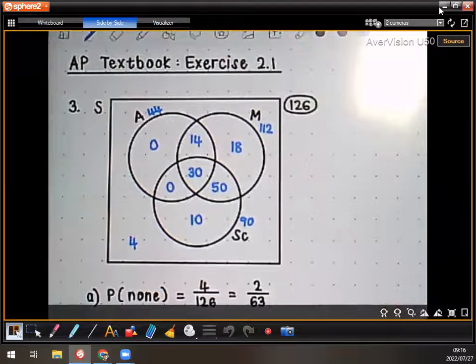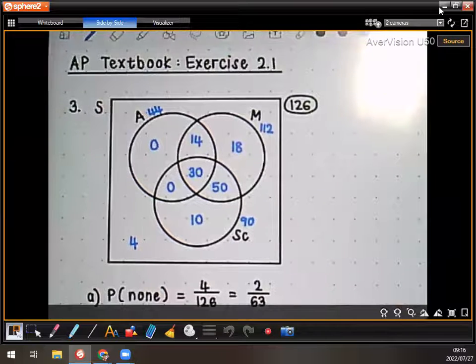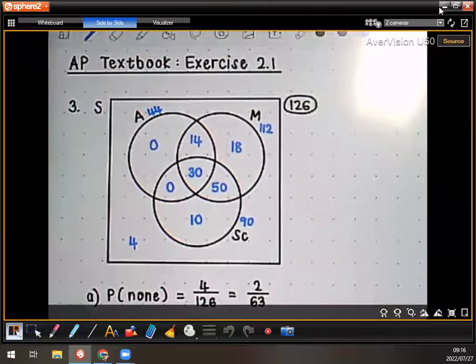Guys, again, I just used an SC for science because the S is supposed to be the sample space on the outside. Okay. Now, the next thing that they said is all pupils who do add maths also do maths. Now, that actually allowed me to fill in 2 zeros, because if they say all pupils who do add maths also do maths, you guys agree that there are no pupils that do only add maths and not maths, right?